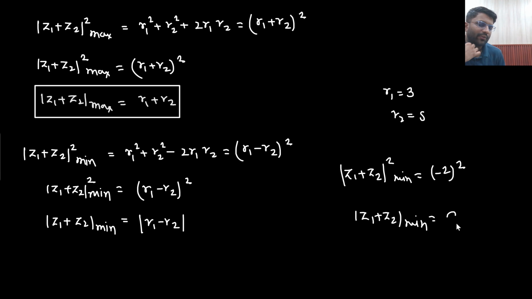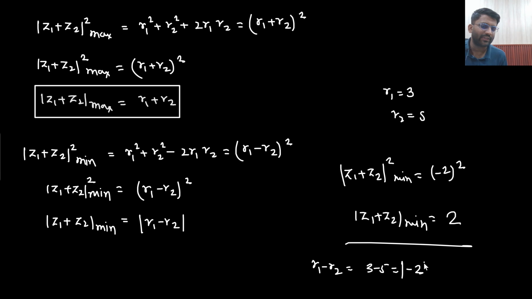Magnitude, you are talking about the magnitude, no? So the answer will be 2, right? But if you calculate r1 minus r2, what is the answer you are getting? 3 minus 5, the answer I am getting is minus 2, which is wrong, because the magnitude of z1 plus z2 has to be positive only. So what you need to do is add a mode here. That's why mode will come.